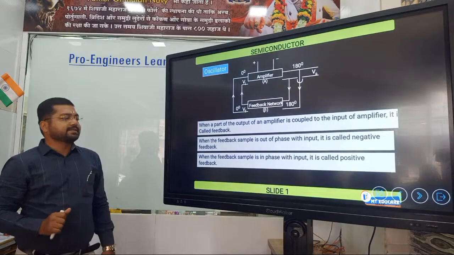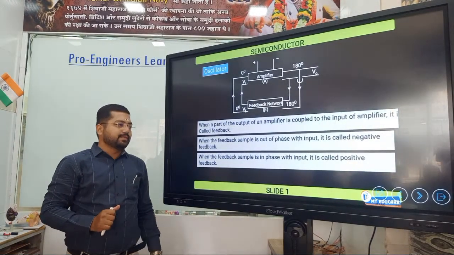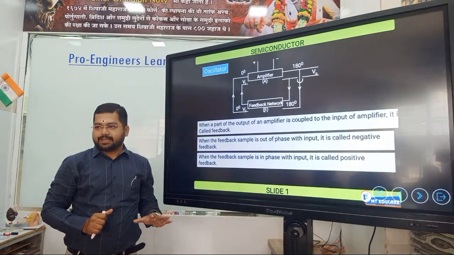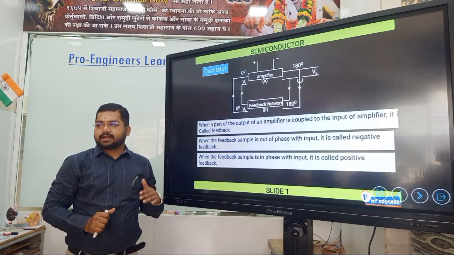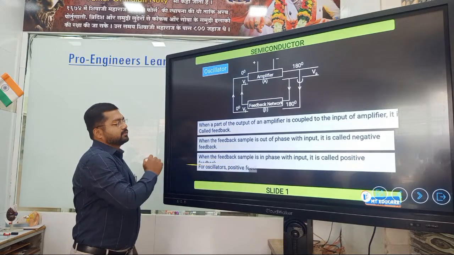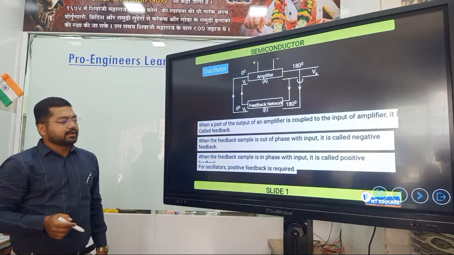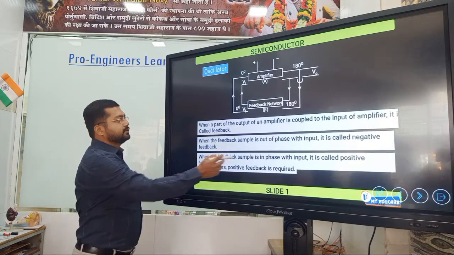When the feedback sample is in phase with the input, it is called positive feedback. Means when it is in phase, it is positive. When it is out of phase, it is negative. For an oscillator, positive feedback is required.